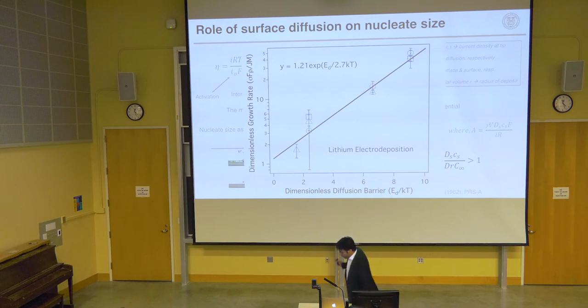Here the diffusion barrier was obtained from DFT calculation, and it's scaled with kT, and the growth rate is scaled with the current at which it was deposited. So you can see that it indeed follows this exponential trend as predicted from the model.